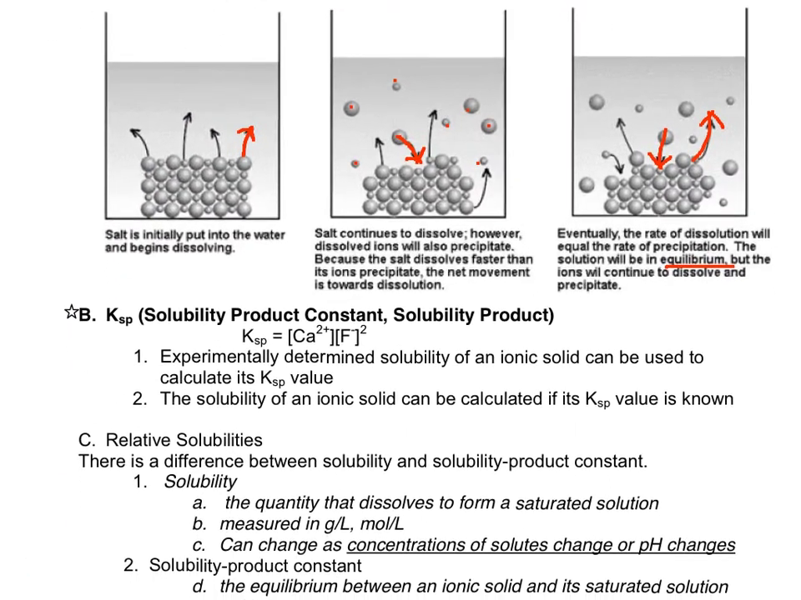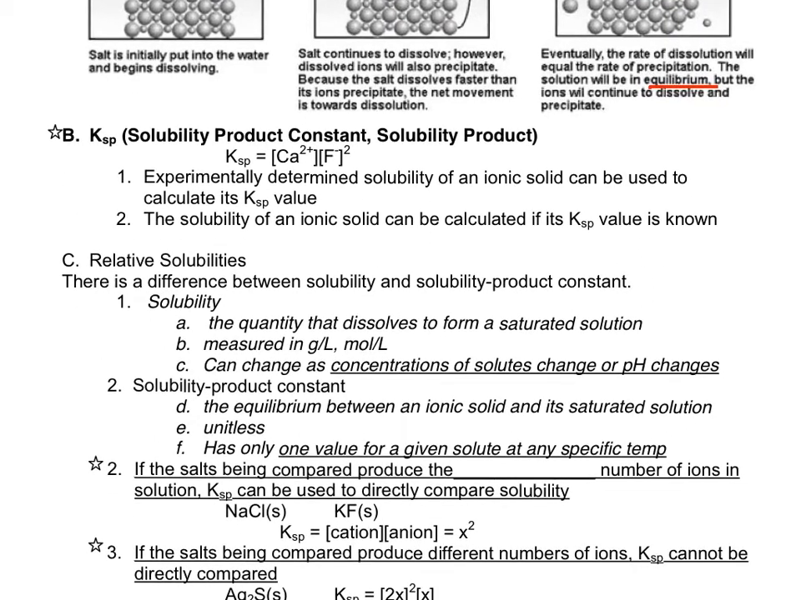Since it's an equilibrium, it has all those neat things that go along with equilibrium, such as equilibrium constants. The equilibrium constant for solubility is called the solubility product constant. It's abbreviated KSP. There are also going to be equilibrium expressions. The equilibrium expressions for solubility look like this. Notice that the solid is not included. It's never included.